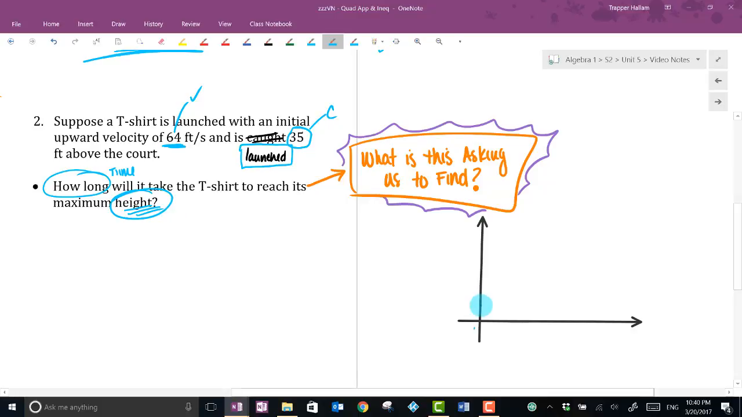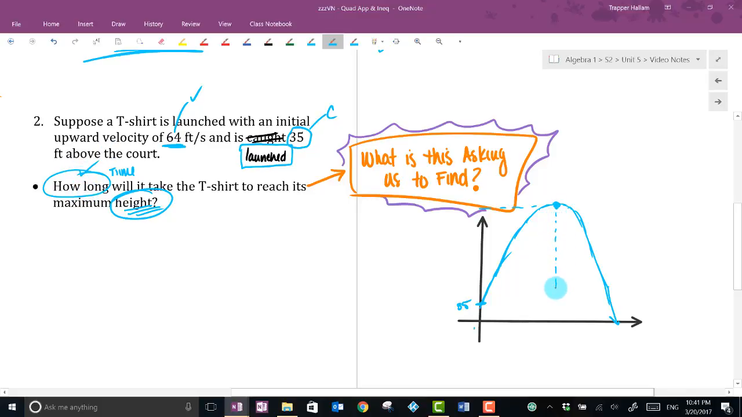Well, how do we know where its maximum height is? If we know it launches from 35 feet off the ground, this is going to be a parabola facing downward, right? Because we know that was a negative 16, plus all of these applications will have a negative a value. And the maximum height is going to be achieved at this vertex, which is going to be somewhere on here. So there's going to be some maximum height, but that's not what it's asking. It's asking how long will that take?